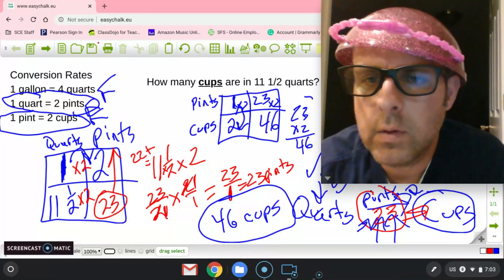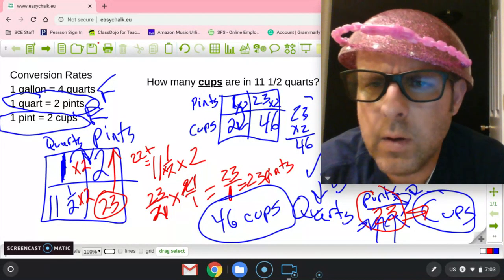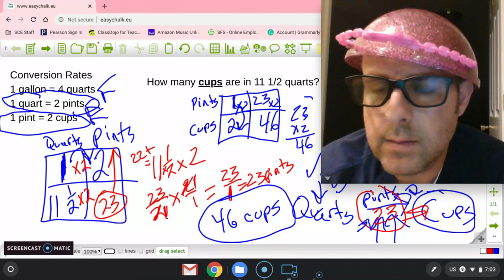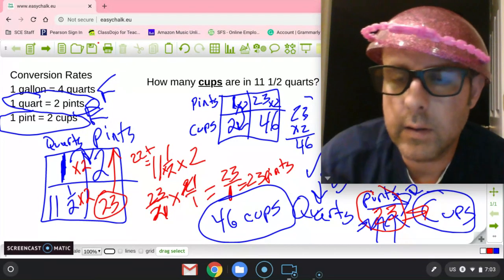I need you all to go to Schoology. I think I have 4 problems for you all to do, conversions. Figure out the roadmap. Where are you starting? Where do you end up? And how can you get there? How can you follow the conversion chart to get there?